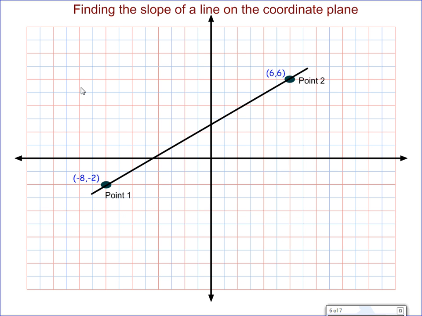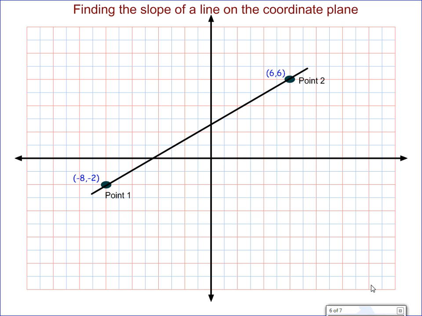Now, there are 2 methods I'm going to demonstrate here. First will be the count method, which means I actually physically count the units of distance between these 2 points. I'm going to count on 2 levels. 1, the vertical distance between them. 2, the horizontal distance between them. This will be rise over run. That is what slope actually represents.